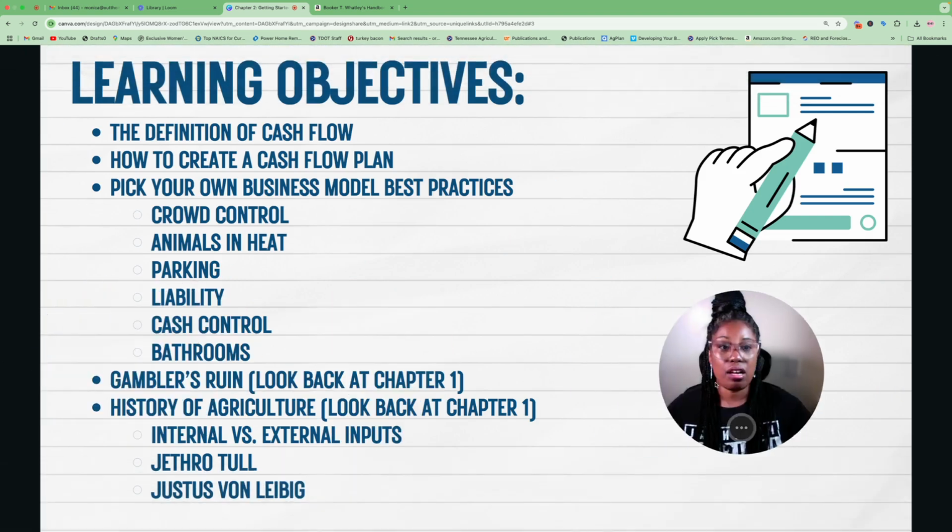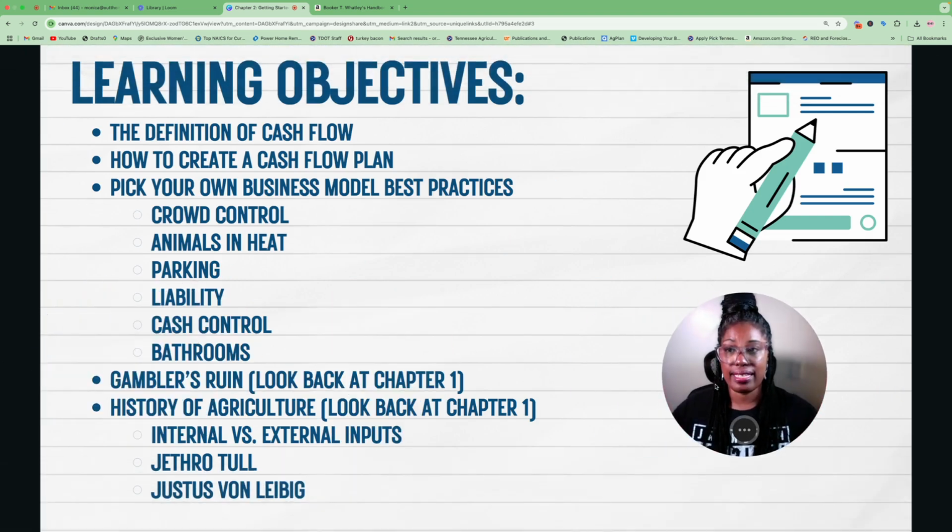So now let's talk about the learning objectives for this lesson. It's going to be all about learning what the definition of cash flow is, how to create a cash flow plan, and how to pick your own business model best practices, especially as it relates to crowd control, animals and heat, parking, liability with people coming on and off your farm, cash control, how to handle the money, and bathrooms, which you definitely got to have. So we'll talk about that ad nauseum.